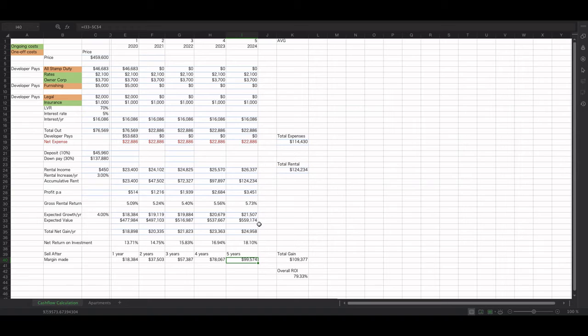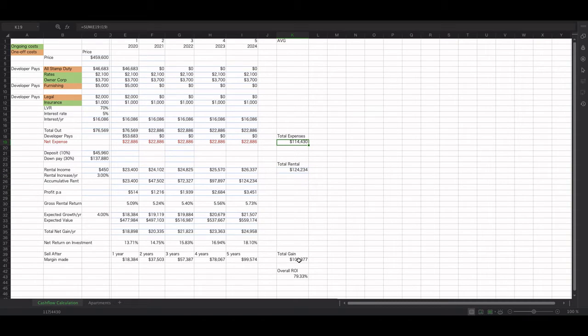Now, there's a few sums for us to go over. Based on a 5-year investment period, if we add up all those net expenses, our total expense comes to about 114,400. And similarly, if we add up all the rental income for the 5 years, we get 124,230. Okay, so this is our total income for the 5 years. This is our total expense for the 5 years.